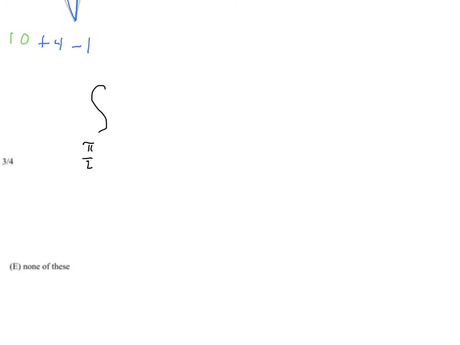Sorry, let me just copy down that problem. The integral from pi over 4 to pi over 2 of sine cubed x cosine x dx. Okay, so this is a classic example of when we're going to have to use u substitution.